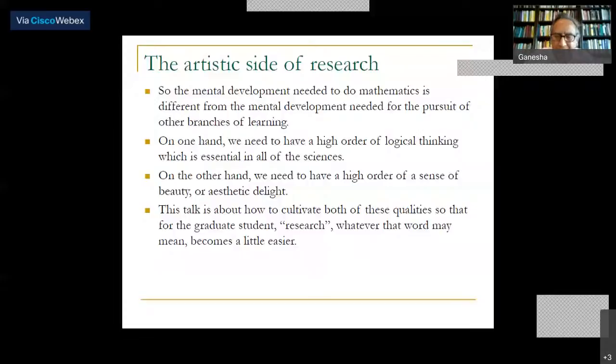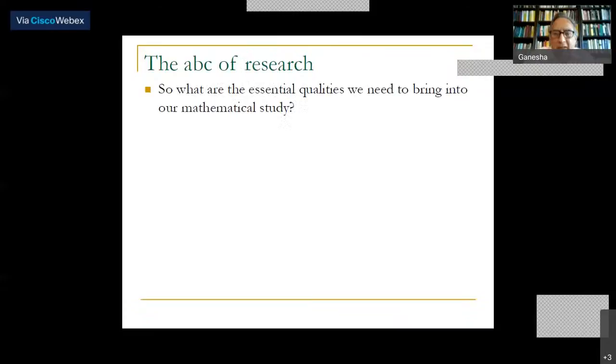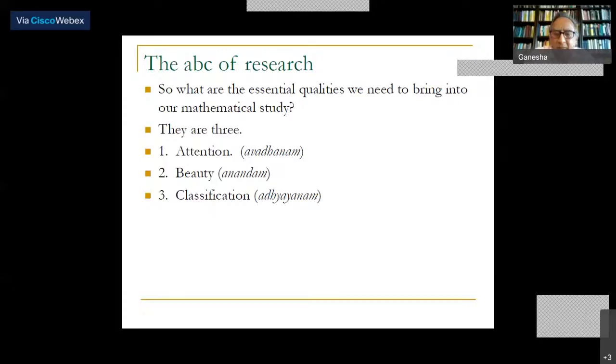Now, what is the ABC of research? What are the essential qualities we need to bring into our mathematical study? There are three. First is attention. In Sanskrit, the word is avadhanam. Second is beauty. The Sanskrit word for beauty is anandam. And third is classification, adhyayanam. That's the idea of classification.